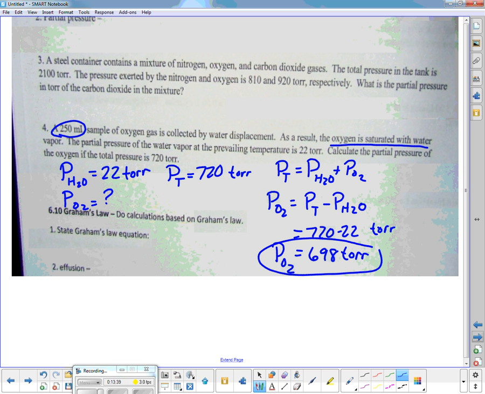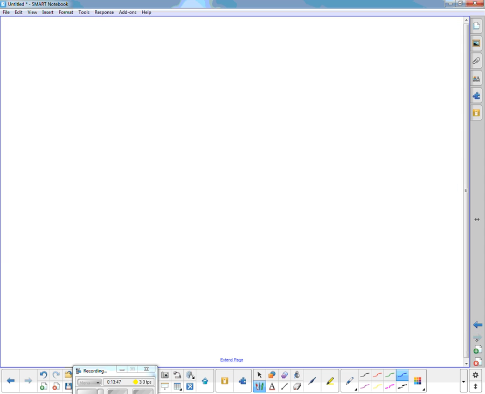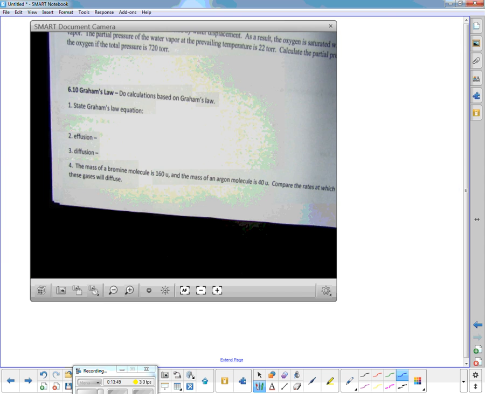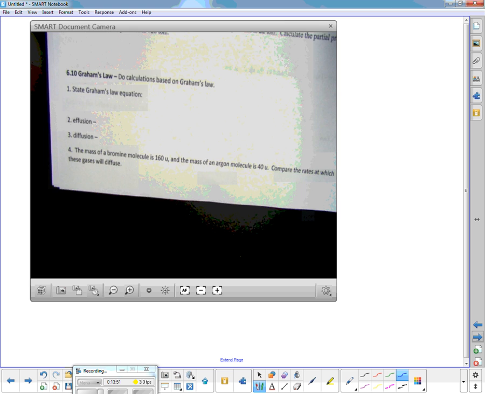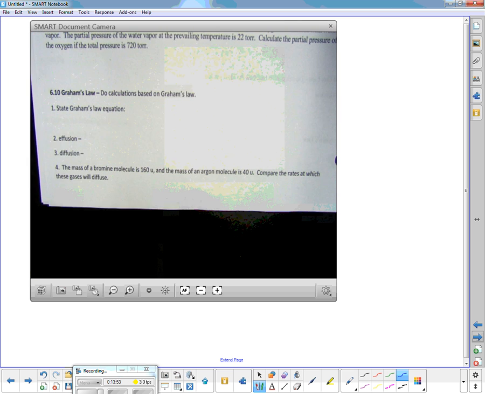Then we get to the next law, which is Graham's law, and that takes us through the 610 that we were supposed to watch last night. So 610 is Graham's law. Who can tell me what the difference between effusion and diffusion is? And there was silence.